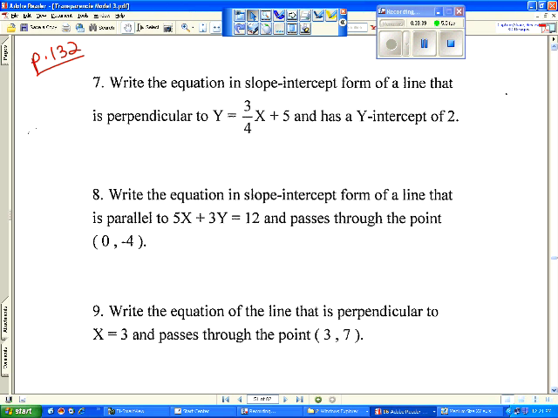That's where it says parallel lines have equal slopes and never intersect. Perpendicular lines have inverse reciprocal slopes, meaning flip it and change the sign, and they intersect at 90 degrees. So parallel lines have equal slopes and never intersect. Perpendicular lines have inverse reciprocal slopes, meaning flip it and change the sign, and they hit at 90 degrees.